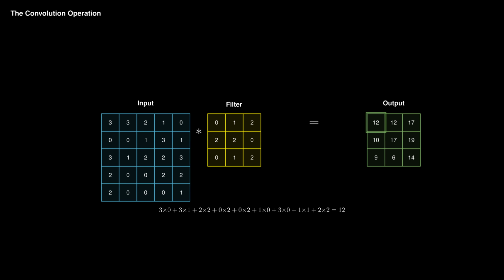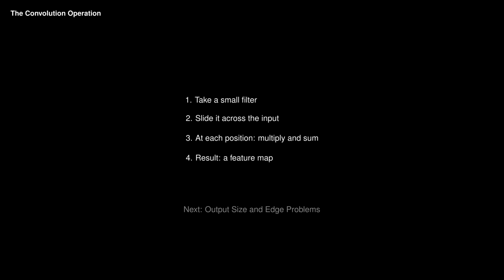So the convolution operation is simple. Take a small filter, slide it across the input. At each position, multiply and sum. The result is a new grid called a feature map. Different filters detect different features, like edges, corners, or textures. In the next video, we will look at the output size formula and some problems that arise.